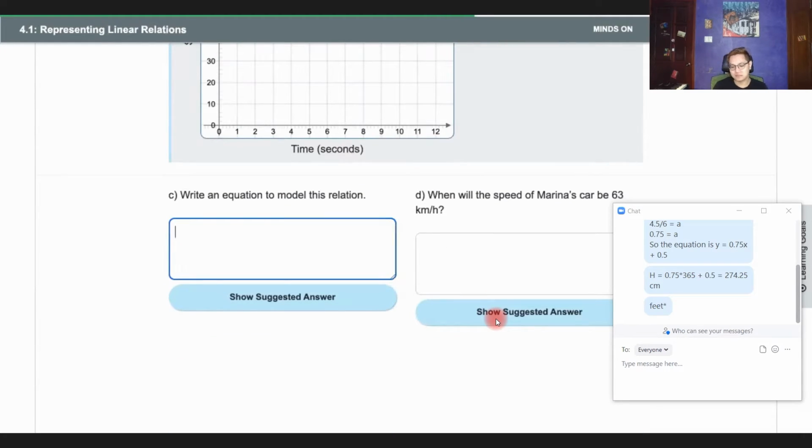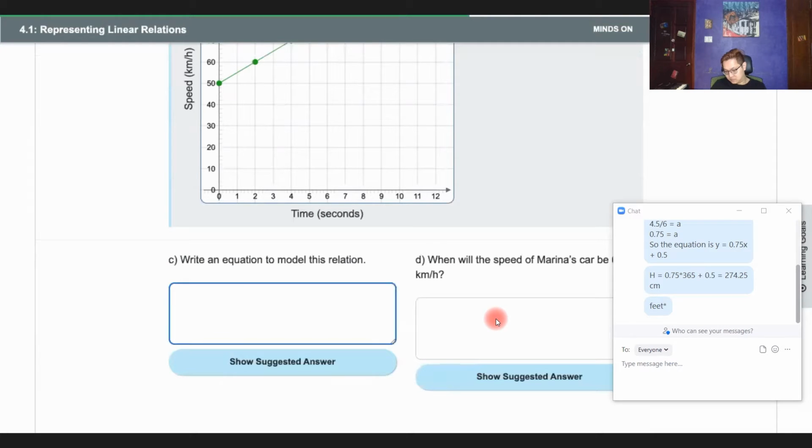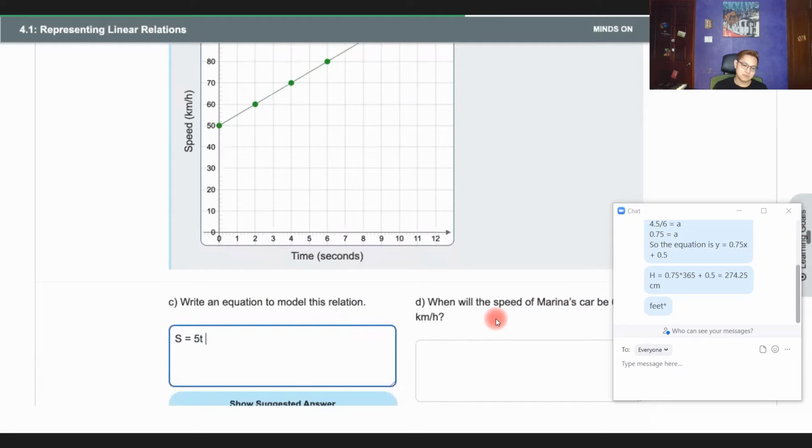And the equation is speed equal 5 times t plus 50.